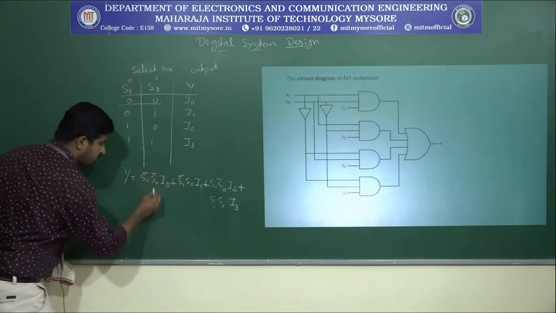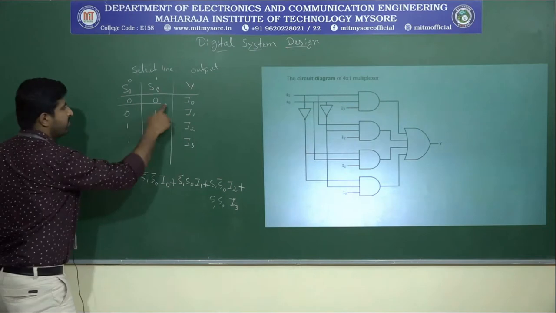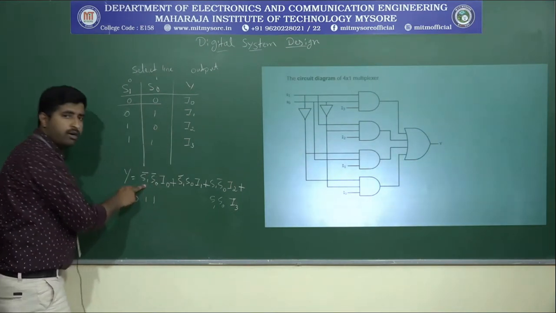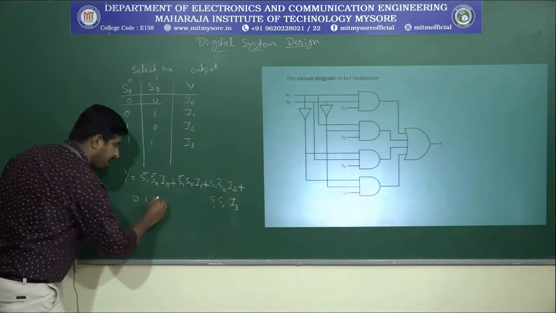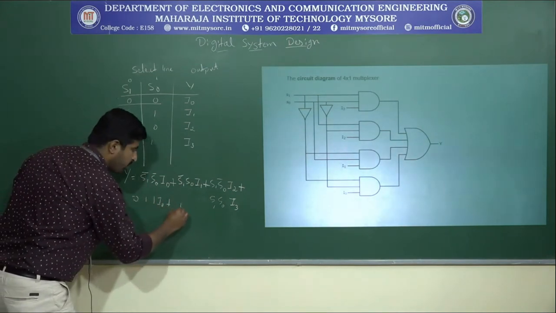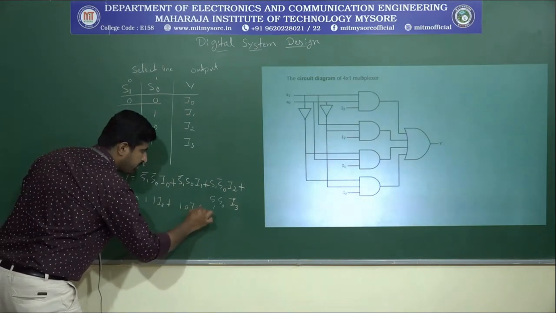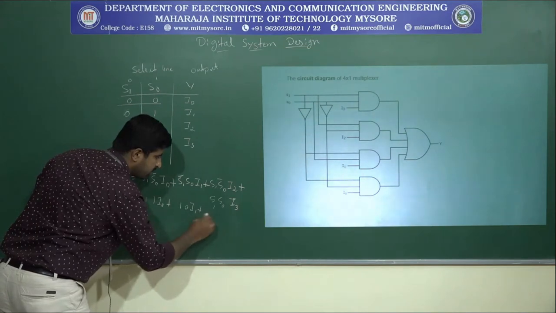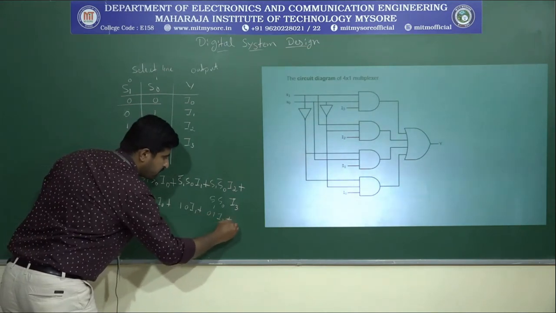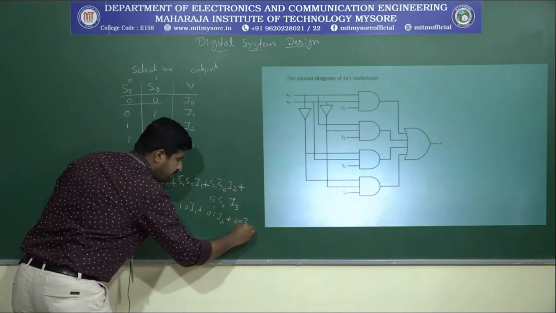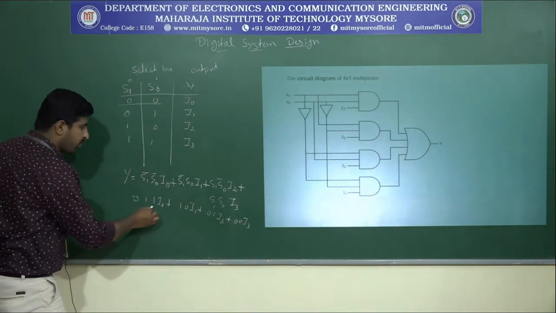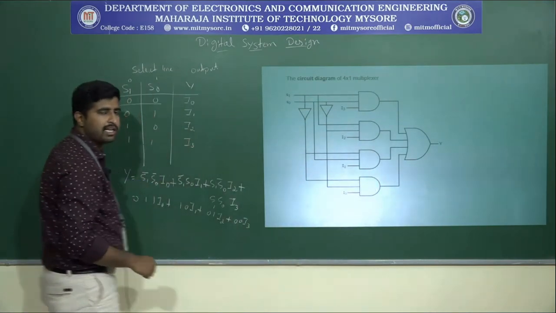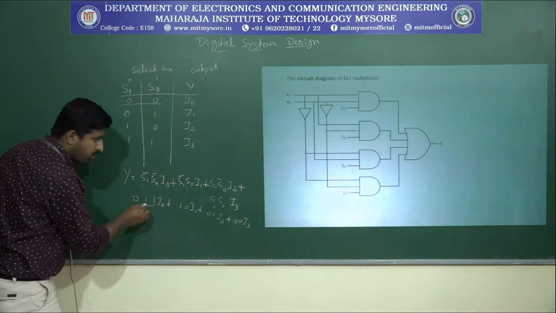So when S1 and S0 are 0, the inputs will be 1 because they are complemented: S1 bar, S0 bar, and I0, and then this will be 1 and this is 0, I1. Next, this corresponds to here 0, 1, I2 plus 0, 0, I3. Right? We know that the AND gate output will be 1 only when all the inputs are 1. See here, all the inputs are 1 here actually.